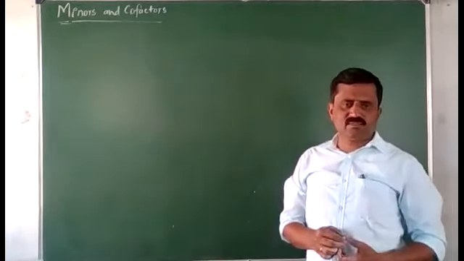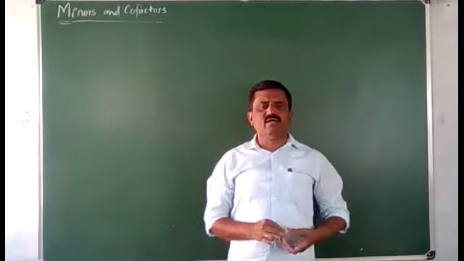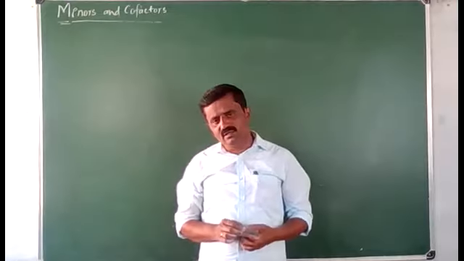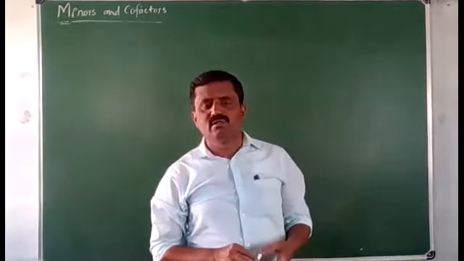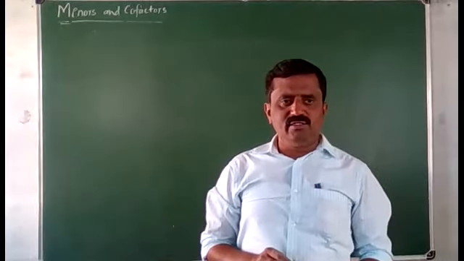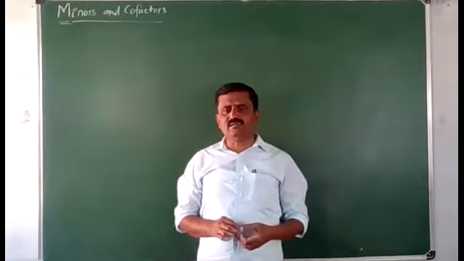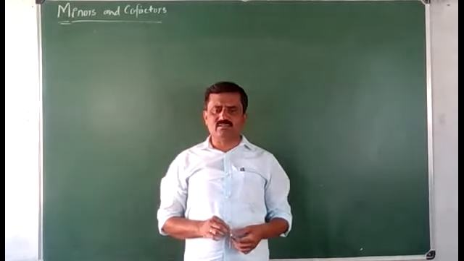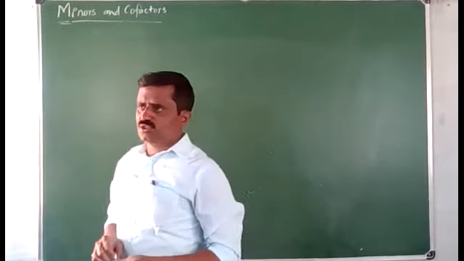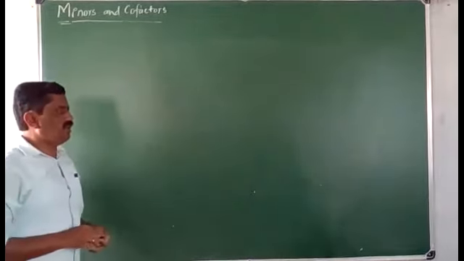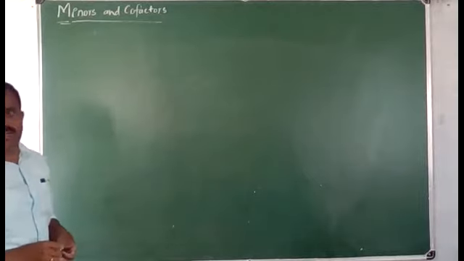In the previous class, we learned how to find the area of a triangle using determinants. Today in this class, we will learn to find the minors and cofactors. First of all, let me tell you what a minor of an element is.